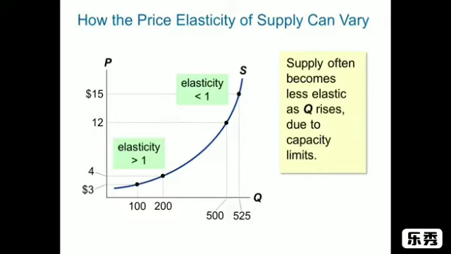So the idea is the same. If we follow it through, you can calculate elasticity of supply. Try the exercises that we have, and hopefully you will get it.